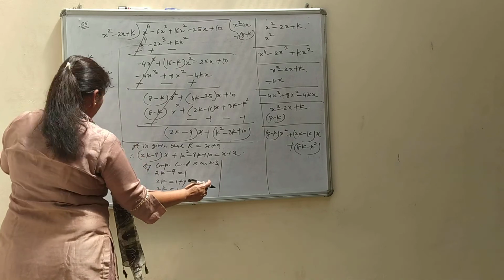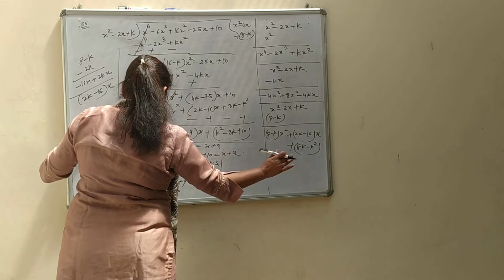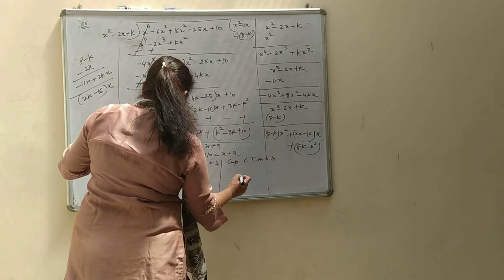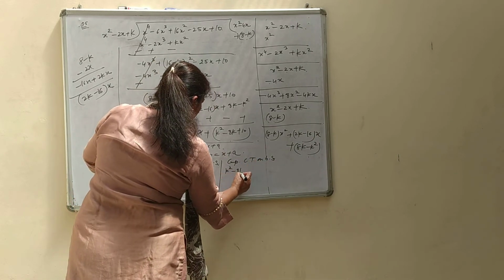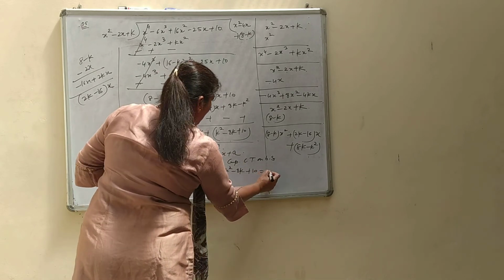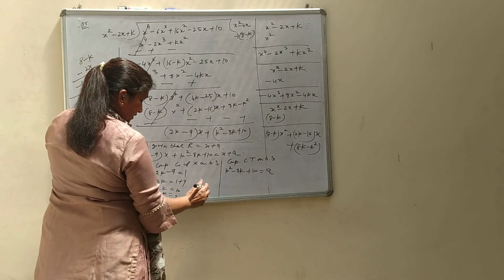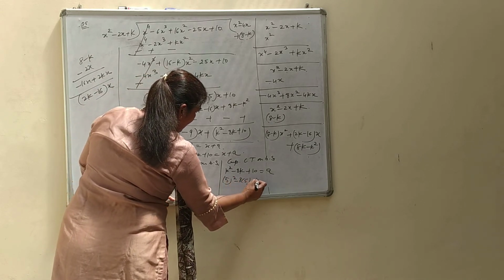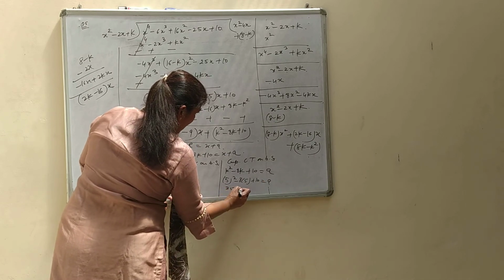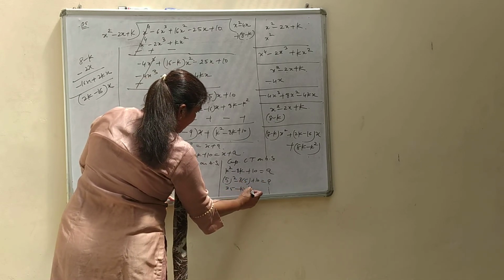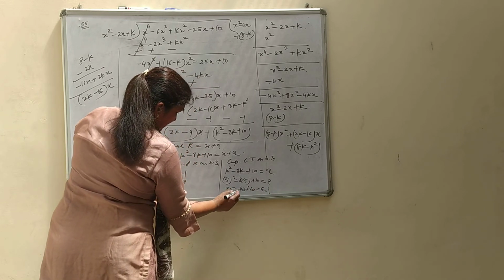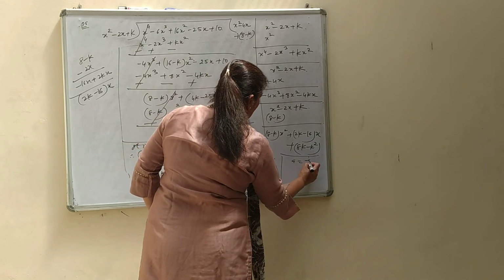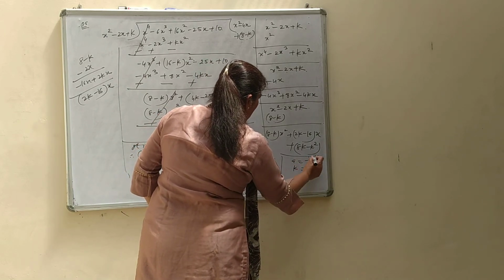Now comparing constant terms on both sides. Here the constant term is k square minus 8k plus 10. On the right hand side the constant term is a. By putting the value of k equal to 5, 25 minus 40, 8 into 5 is 40, plus 10 is equal to a. Minus 5 is equal to a. Therefore the value of a is equal to minus 5 and the value of k is equal to 5. These are the two values of a and k.